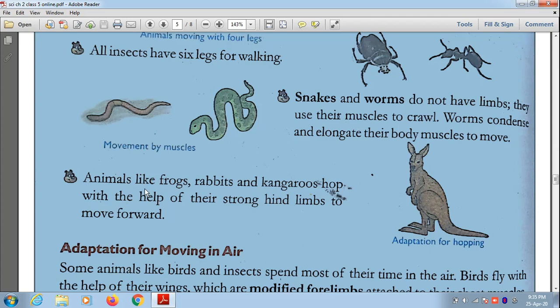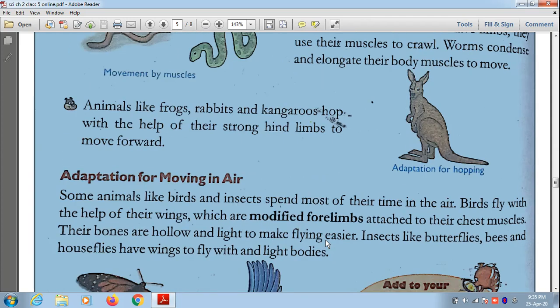Animals like frogs, rabbits and kangaroos hop with the help of their strong hind limbs, that means their legs, to move forward. So they hop and they even carry their baby in their pouch.